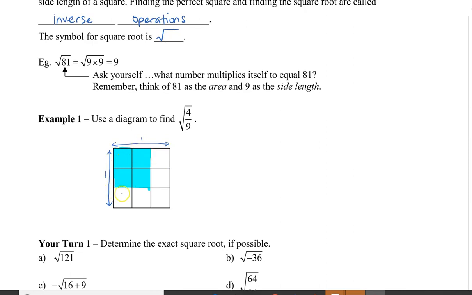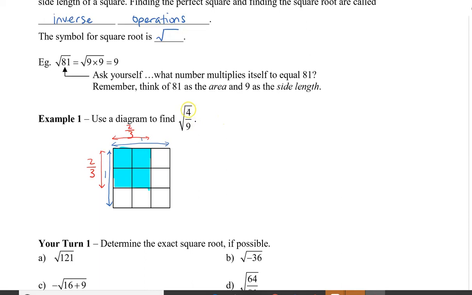So only looking at the blue shaded area, what is the side length of this blue shaded area? We can see that this length here is 2/3 of 1. So 1 is the entire side length, but just the side length of the blue part is actually only 2/3. So that means that the square root of 4/9 is 2/3.